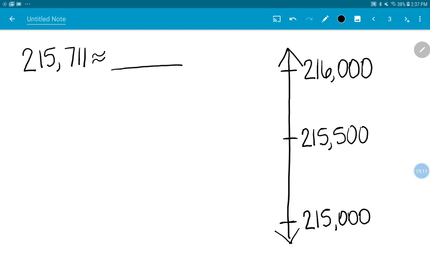215,711. We're ready to put it on. Where would it go? It would go not too far from the middle. Is it more than 215,500? Yes. Yeah, 711 is more than 500. So I'm going to go about 211 more. It's somewhere right there. 215,711 would go about right there. Is it closer to 215,000 or closer to 216,000? It's closer to 216,000. It's more than halfway.